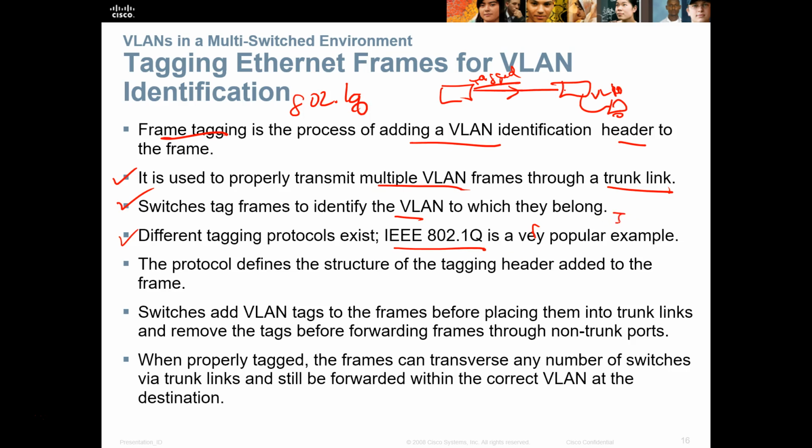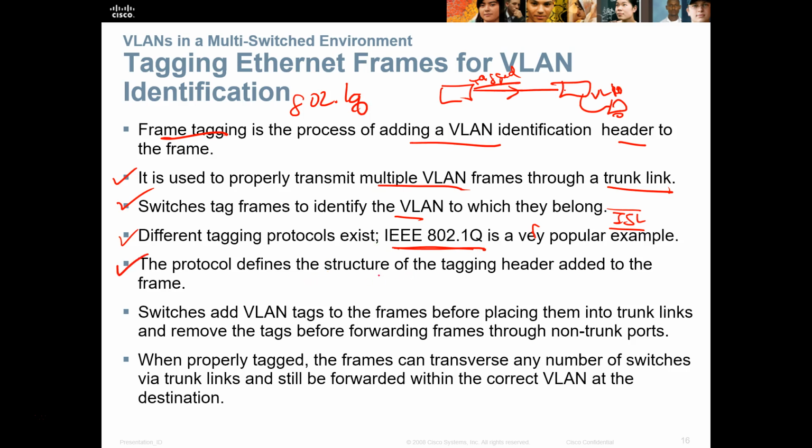And again, there was one other one, ISL, or Inter-Switch Link, that doesn't perform tagging, and it actually encapsulates the frame. .1Q is the protocol you want to learn. And the reason being is that it supports an untagged native VLAN, and that's used for VoIP.